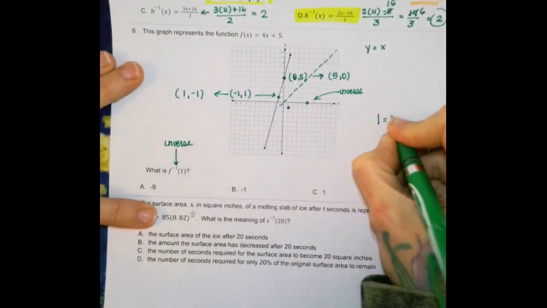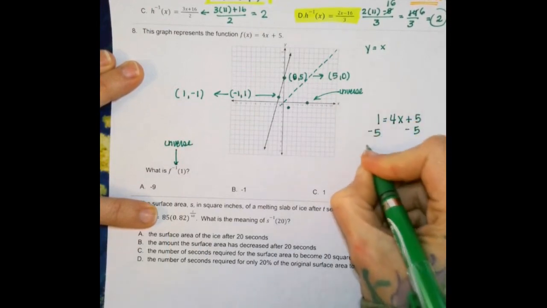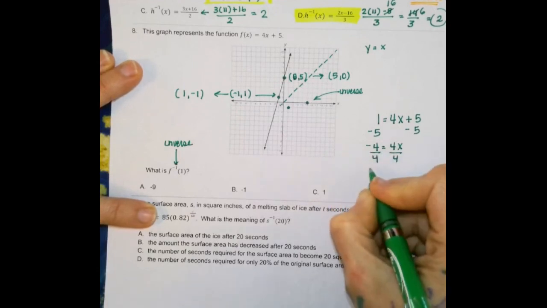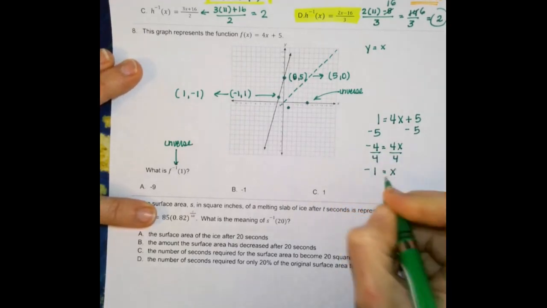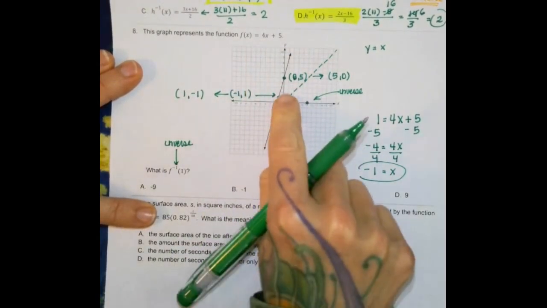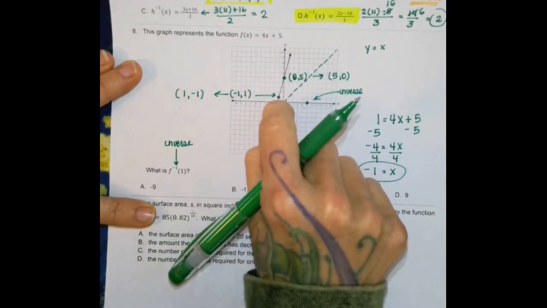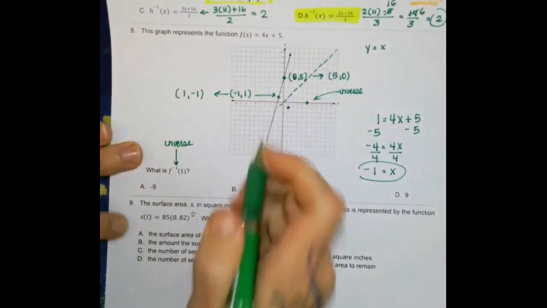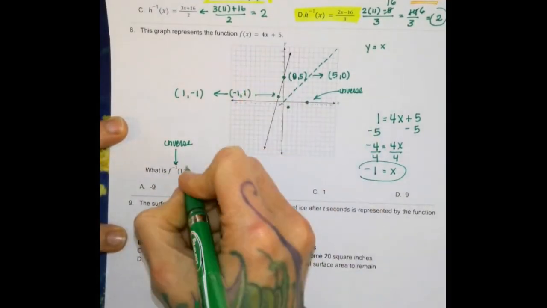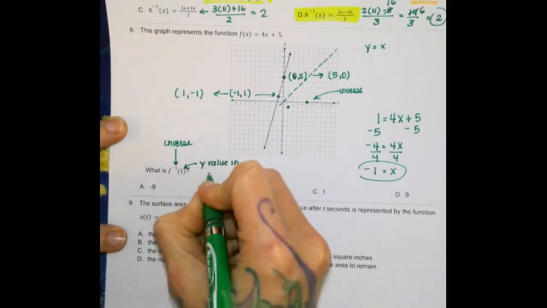So it'd be 1 equals 4x plus 5. I'm going to subtract 5 from each side. -4 equals 4x. Divide by 4, divide by 4. -1 equals x. Because when y was 1, to get an output of 1, x was -1. So again, when you see inverses, where we're used to this being the x value in a regular function, for the inverse, this is the y value, but only for inverse functions.